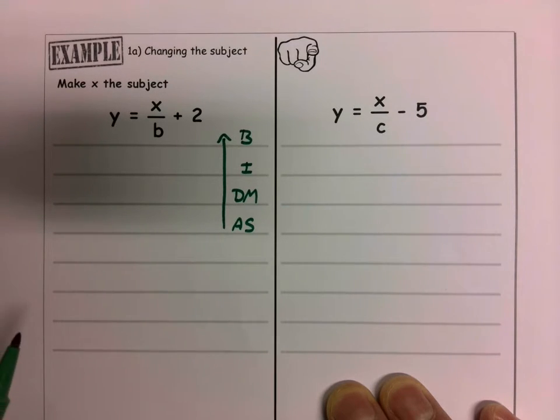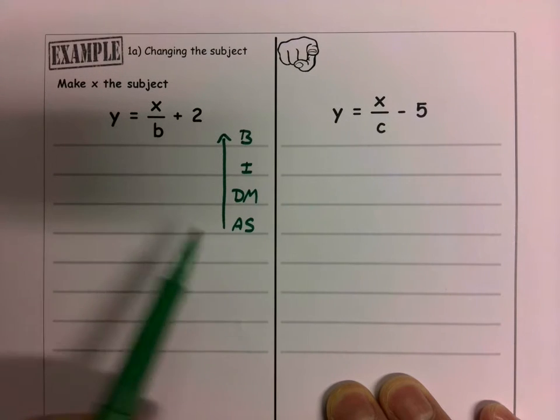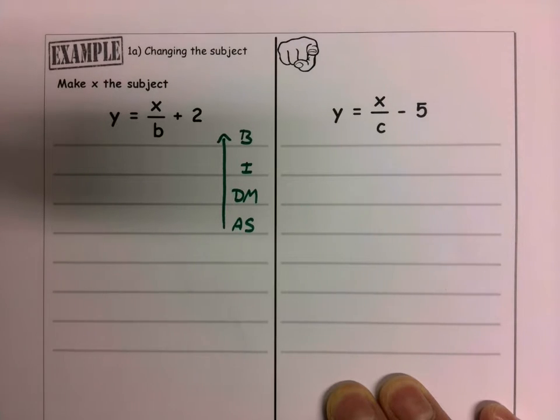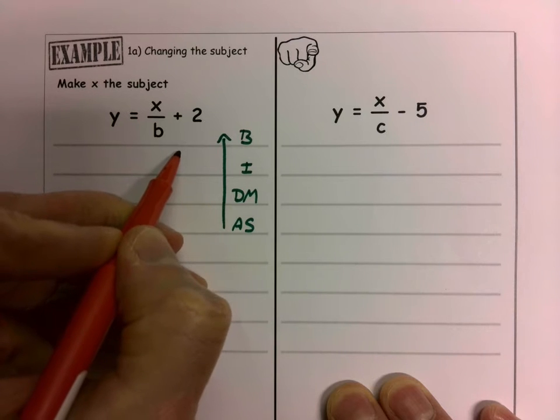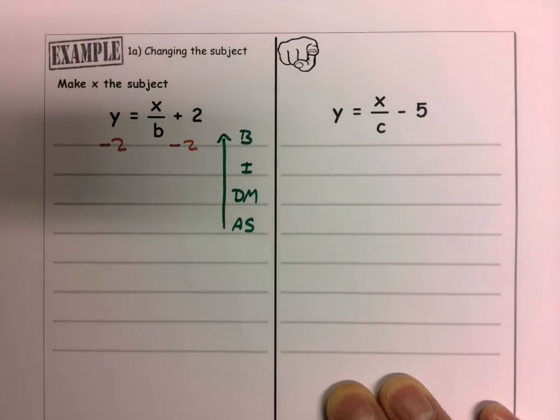So what order are we going to untangle that? So we've got a bit of a division and a bit of an addition. So we're going to do everything backwards. The first thing we're going to untangle is the addition. So it says plus, we do subtract. So we subtract 2 from both sides.